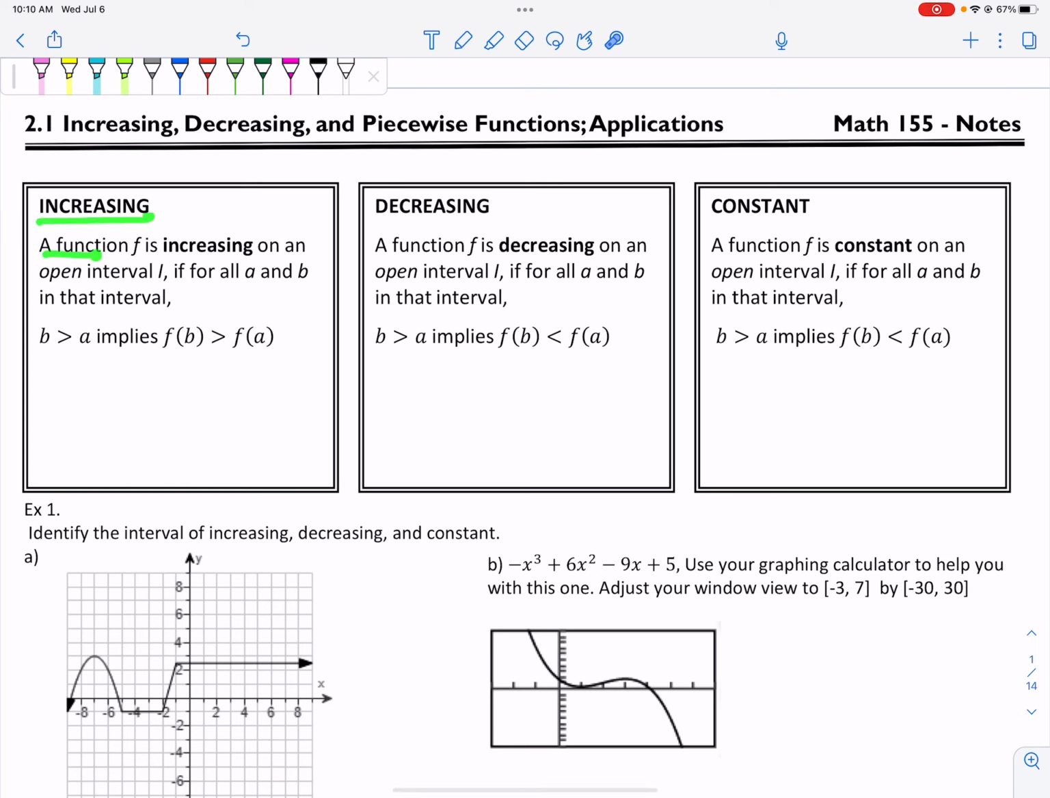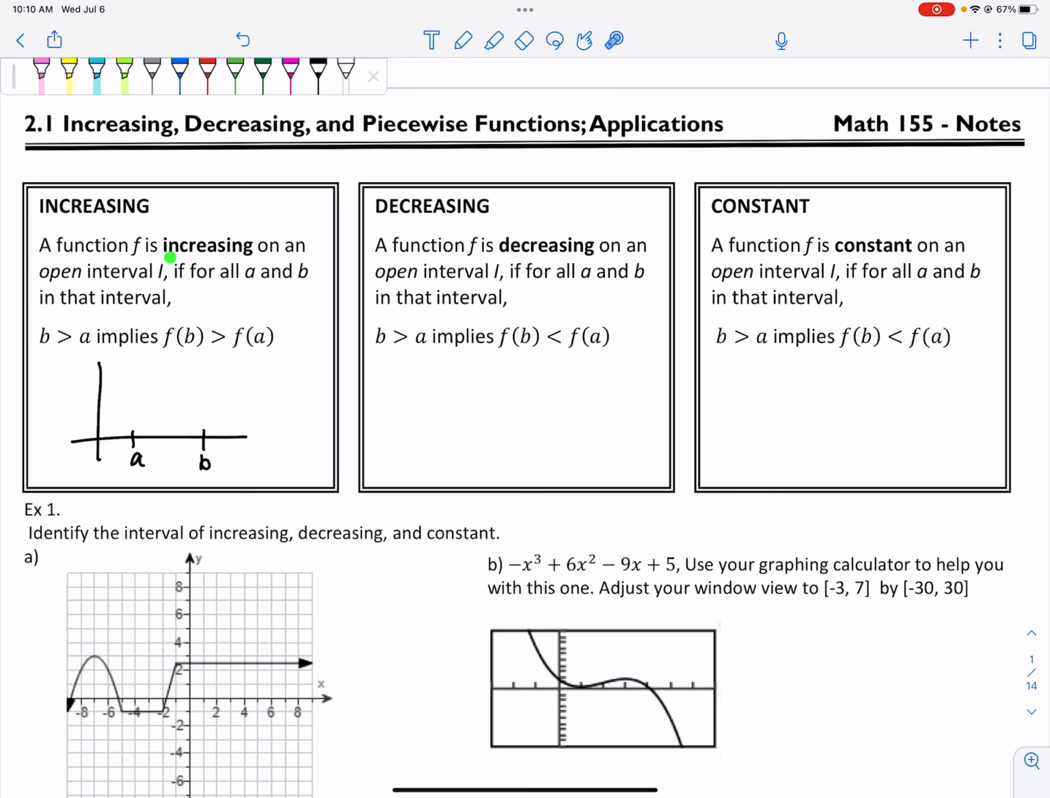Alright, increasing. A function f is increasing on an open interval I if for all a and b in the interval, b greater than a implies that f of b is greater than f of a. So what does that look like? On the coordinate plane, here's a, here's b. Notice that b is bigger than a.